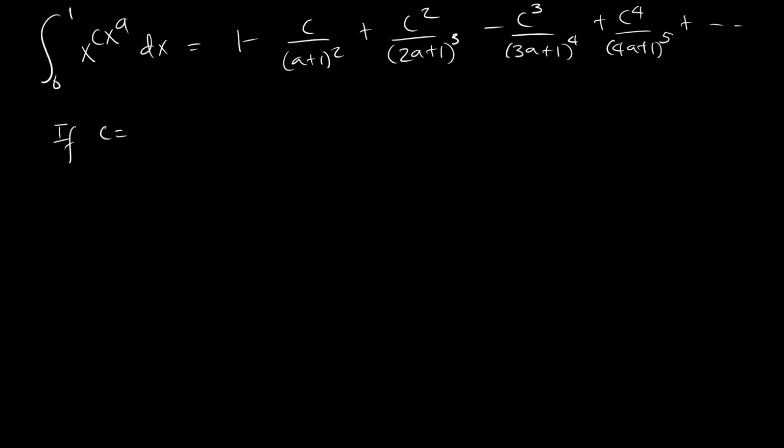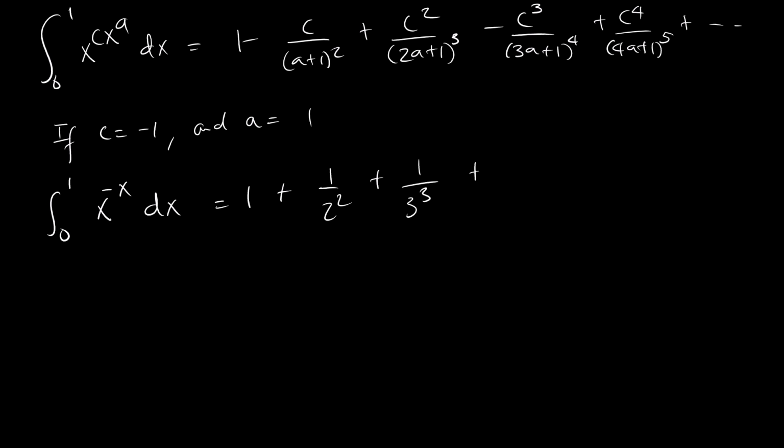So a couple of things, if c is equal to -1 and a is equal to 1, that means we have the integral 0 to 1 x to the power -x, which is equal to 1 plus 1 over 2 squared plus 1 over 3 to the power 3 plus 1 over 4 to the power 4 plus 1 over 5 to the power 5, and so on and so on.